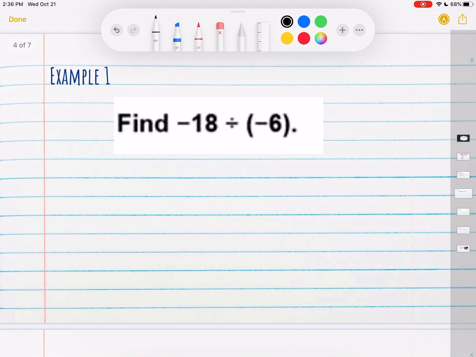Let's do some examples. Find negative 18 divided by negative 6. Well, 18 divided by 6 is equal to 3. And let's see, they're both negative. It's a negative divided by a negative, same sign. So my answer is positive. So that equals a positive 3.